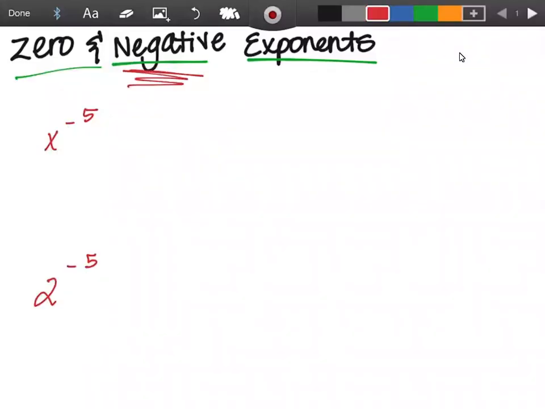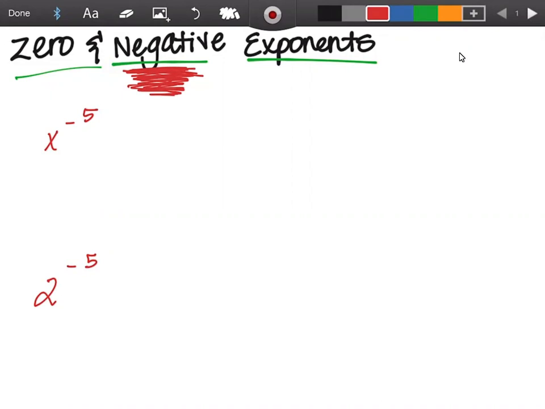All right, so when we are looking at zero exponents, we know that it's going to equal 1. When we're looking at negative exponents, we are going to turn our exponent into a fraction. All right, so we cannot have negative exponents technically, so we're going to make it into a fraction.